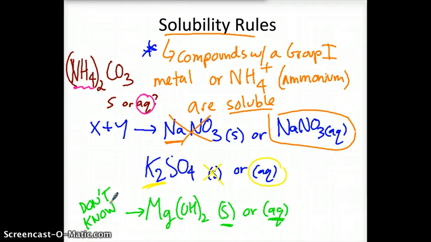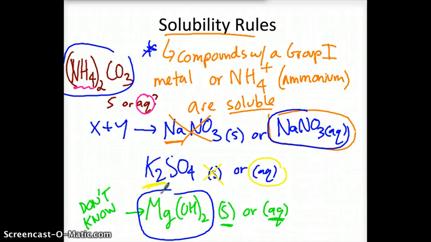The problem would have to say Mg(OH)2 is formed as a precipitate. Then we know it's a solid. Or the problem would say Mg(OH)2 aqueous is formed. Then we know it's a solution and that it is soluble. So these solubility rules you have to have memorized. You have to be able to recognize if I give you a compound like this, or like this, or like this, you have to be able to tell me is it soluble or not.